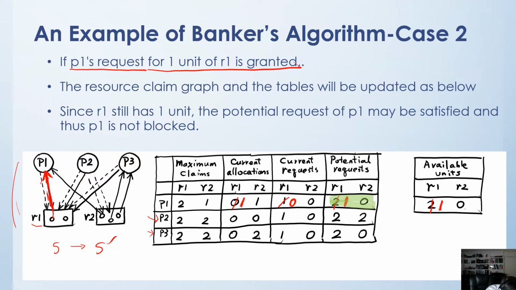Okay. Now what about P2? P2 has a potential request for 2, but there's only 1, right? So P2 will not be granted. P2 will be blocked. P3's potential request for R1 is 2. We only have 1 unit for R1, so P3 will be blocked. Okay.